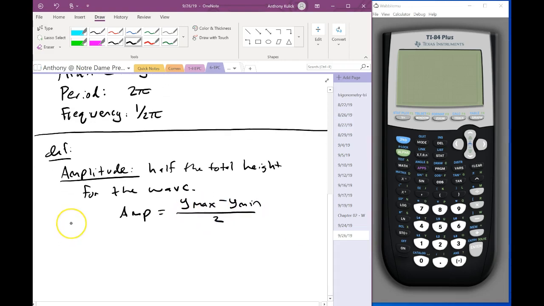So the amplitude is half the total height for the wave. If I look at the total height, it's going from -1 all the way up to +1. So the total height is 2. When I divide that in half, I get 1, which is what we said the amplitude was.